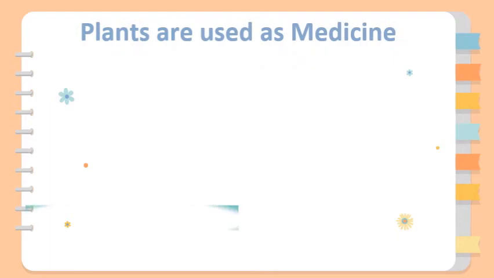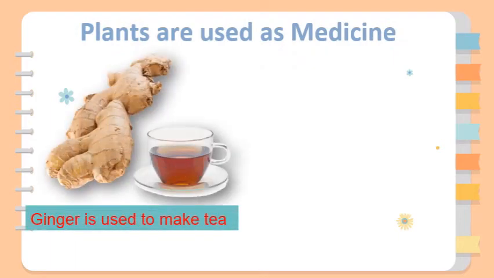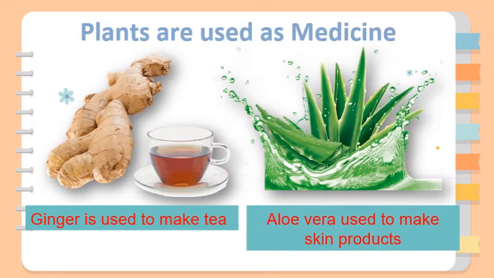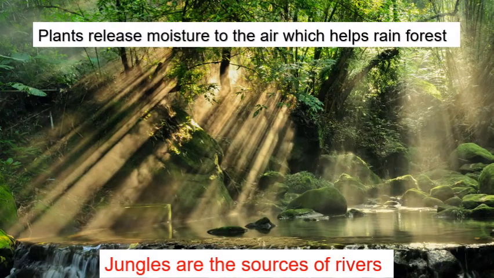Plants are used as medicine. For example, ginger. Ginger is used to make tea. We also have here aloe vera. This is used to make skin products such as creams, lotions, and shampoos. The last benefit of the plant is that they help release moisture to the air, or they moisten the environment, which helps the rainforest. For example, the jungle. Jungles are the sources of rivers.